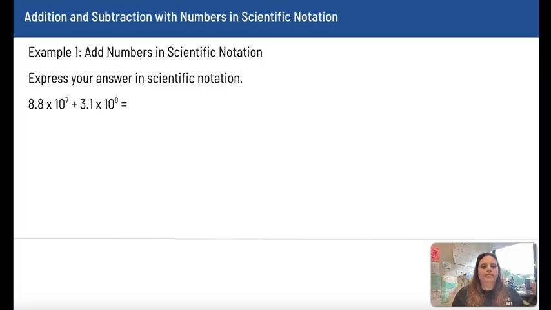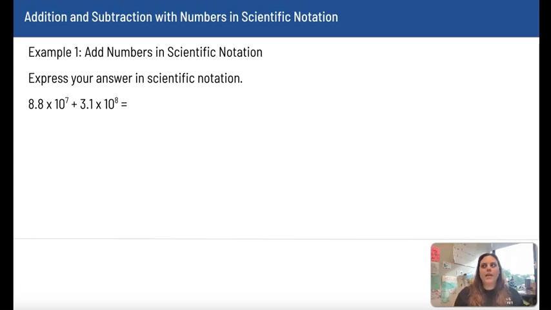Let's look at example 1. Example 1, adding two numbers in scientific notation and express your answer in scientific notation. 8.8 times 10 to the power of 7 plus 3.1 times 10 to the power of 8. Now, right off, these do not have the same power of 10. So we need to make them have the same power of 10.